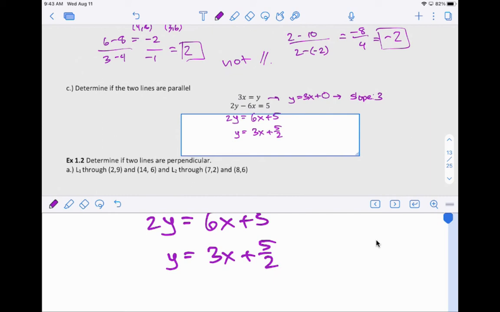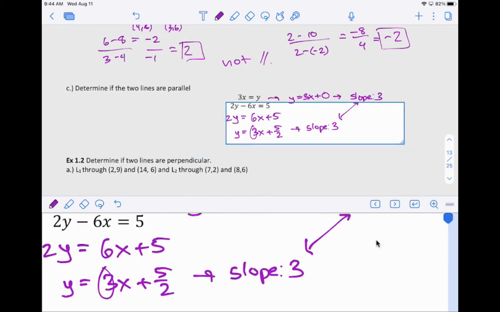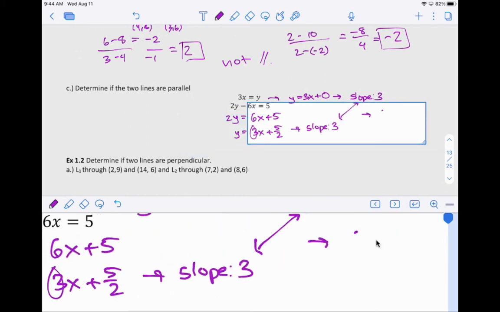I get 3x plus 5 halves, and again I see that the slope is 3. Not a guarantee, but since they match, it's parallel. Parallel lines. Cool.